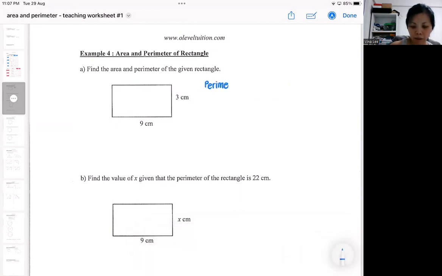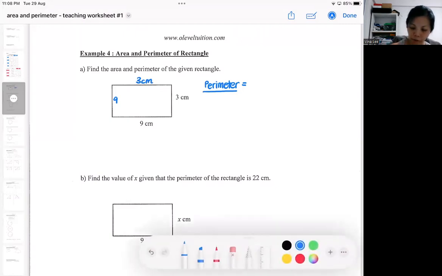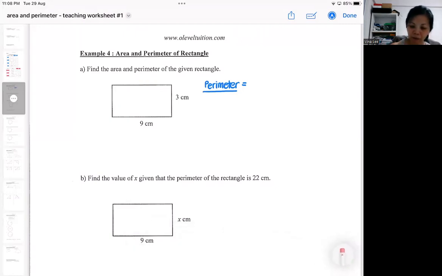Please label the working. This is called labeling. You label, which means you are telling me that you are finding the perimeter. You are supposed to add up all the sides. Sorry, I wrote it wrongly, it should be the other way around. So you're supposed to add up all the sides, which is quite easy. You simply add up 9 plus 3 plus 9 plus 3.